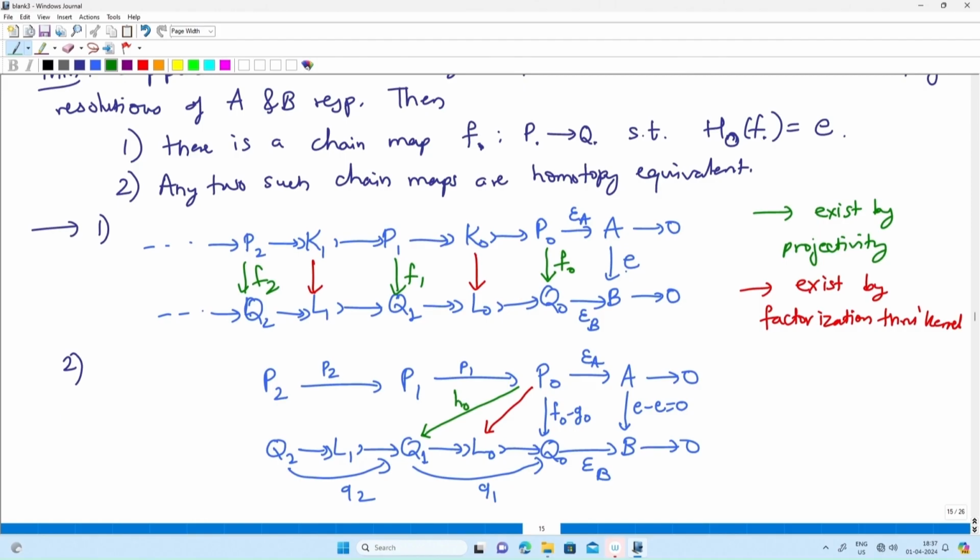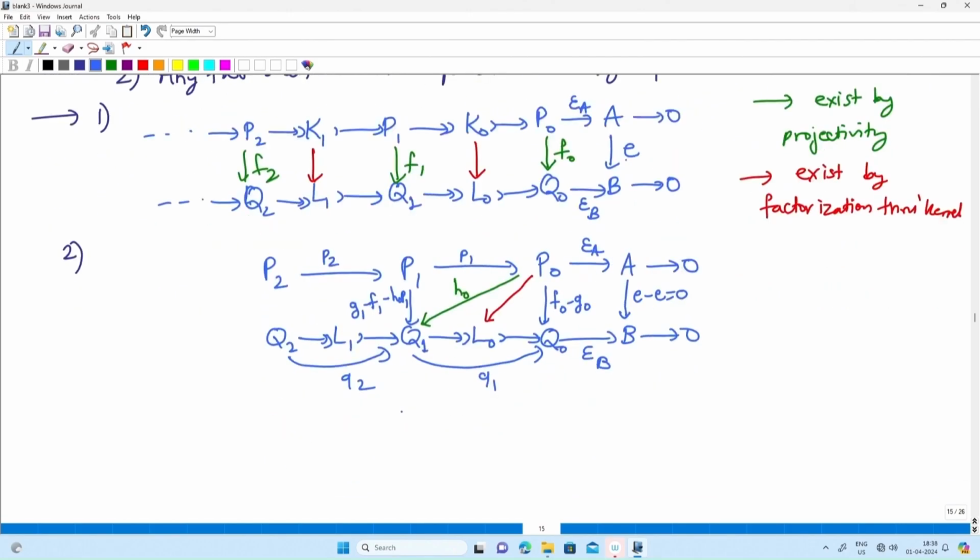Does the notation ring a bell? H0, that's the homotopy. Yeah, so P0 to Q1 we obtained something. Now what is the vertical map? Well, that's the only thing you need to understand, that this is G1 minus F1 minus H0 P1. The reasons are still the same, yeah? I mean, green arrows and red arrows exist for the right reasons. Okay, so G1 minus F1 minus H0 P1.